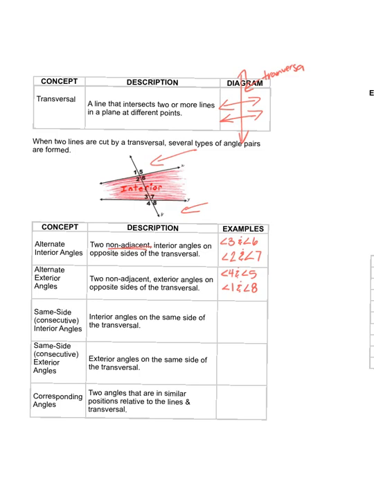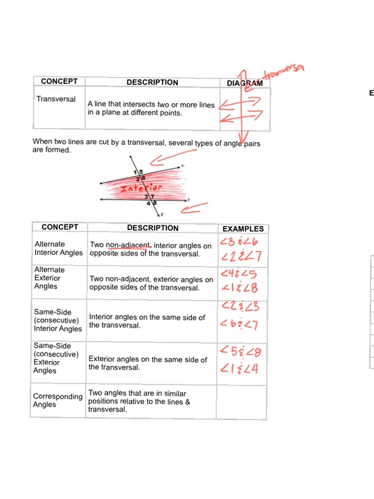And another pair would be 6 and 7. Those are on the same side on the interior. Same side or consecutive exterior angles are, you probably guessed it, on the outside of the two lines and are on the same side of the transversal. So an example of that would be 5 and 8, or another example would be 1 and 4.